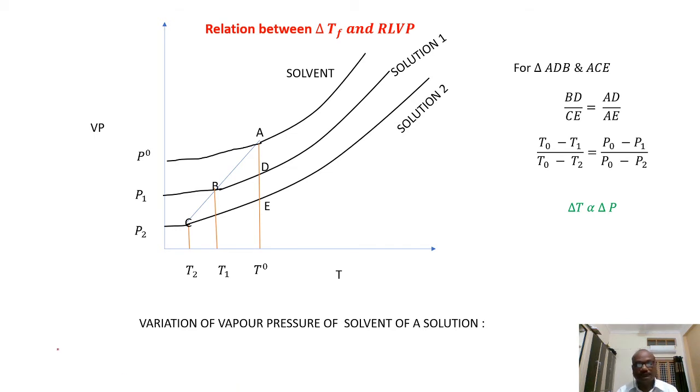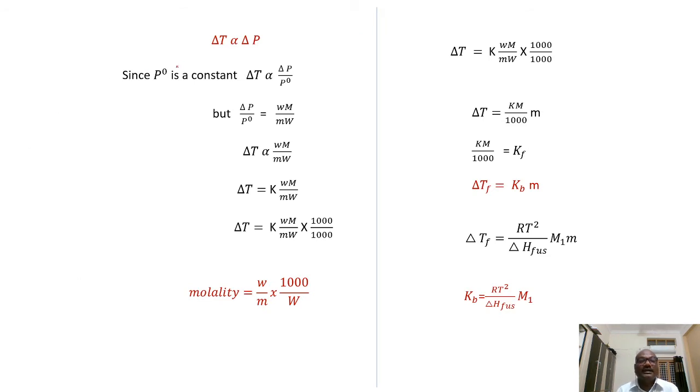We know that ΔT is directly proportional to ΔP, and also we can write ΔT is directly proportional to ΔP by P naught. Why? Because ΔT is directly proportional to ΔP, and P naught is a constant. So when you divide ΔP by P naught, ΔT still remains directly proportional to that part. Since P naught is the vapor pressure of the pure solvent, a constant.